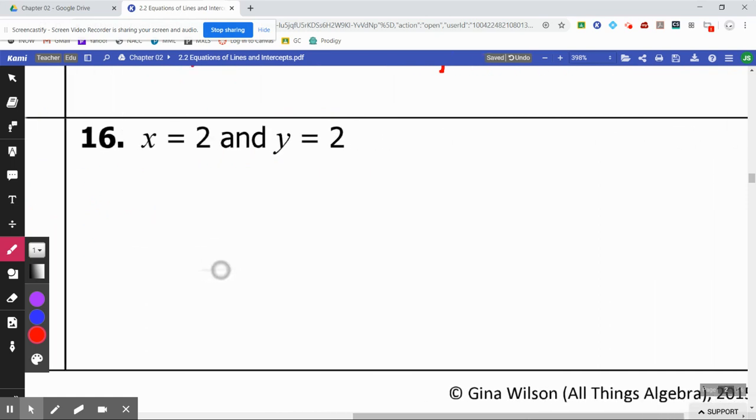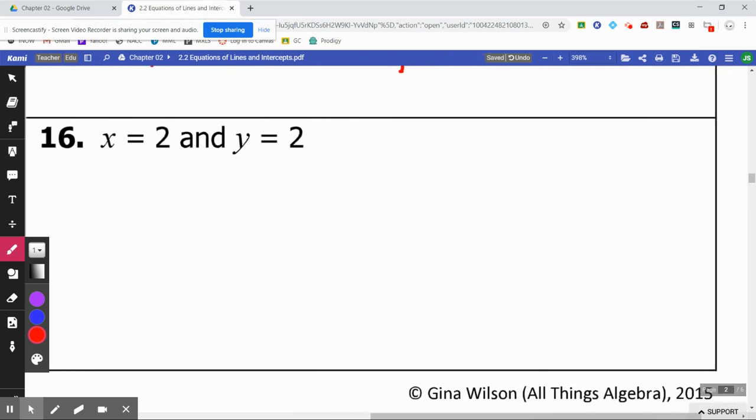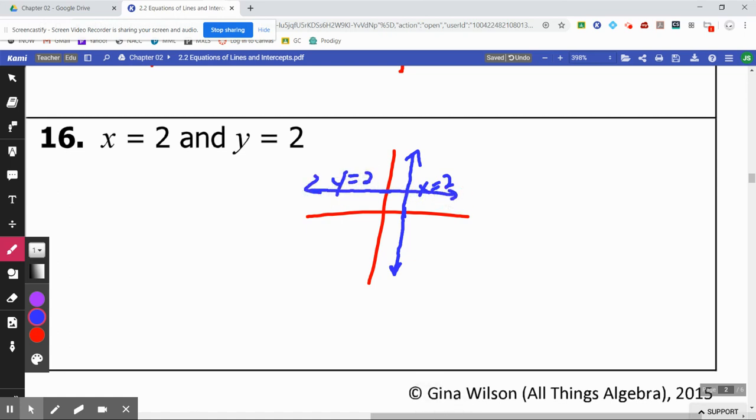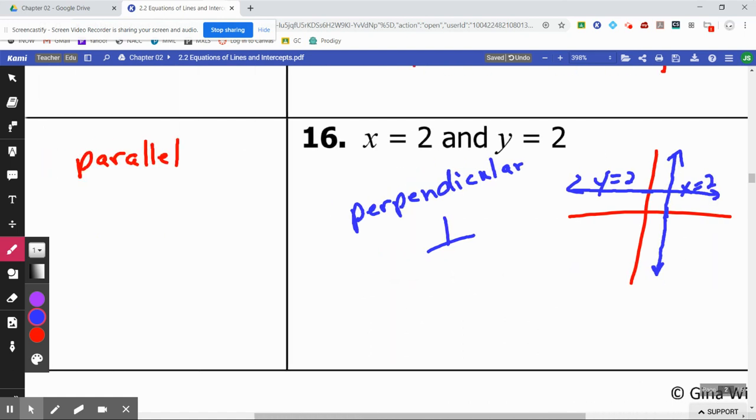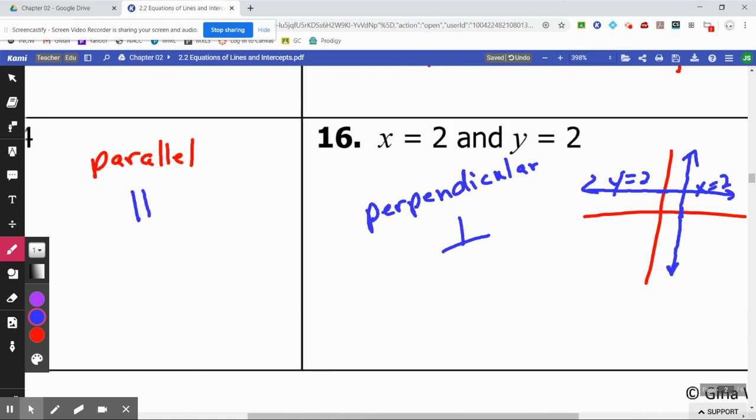Number 16, x equals 2 and y equals 2. Now let's remind you what these graphs look like. X equals 2 is go over to 2 and draw a vertical line. That would be the graph of x equals 2. For y equals 2, you go up to 2 on your y-axis and you draw a horizontal line. That'd be the graph of y equals 2. A horizontal line and a vertical line would always be perpendicular. Which, by the way, from geometry, you can also use the symbols for parallel and perpendicular. There's the symbol for perpendicular. The symbol for parallel would be two parallel lines.